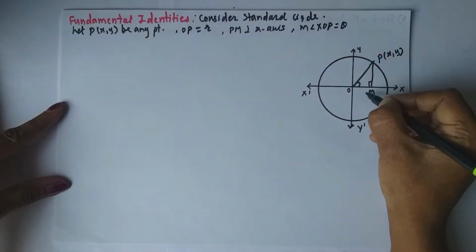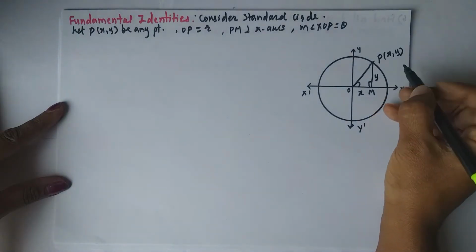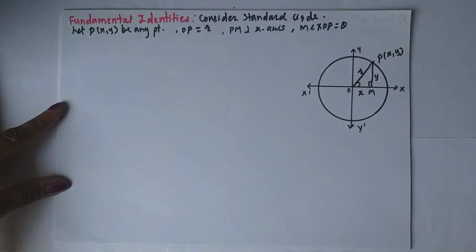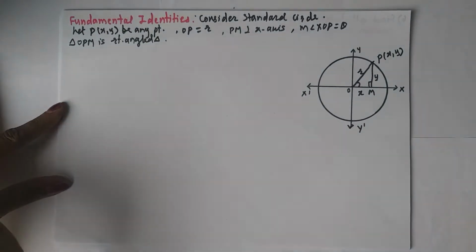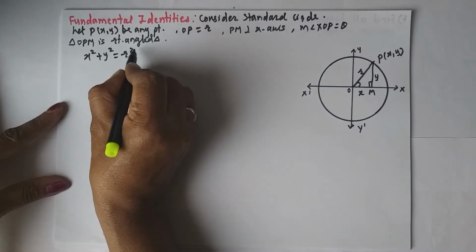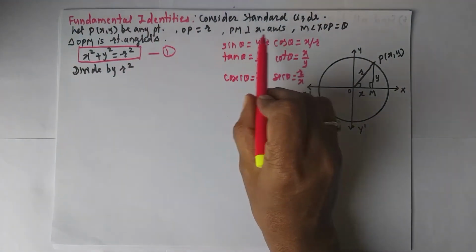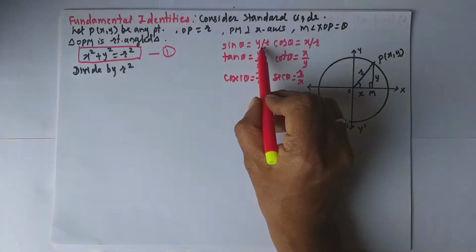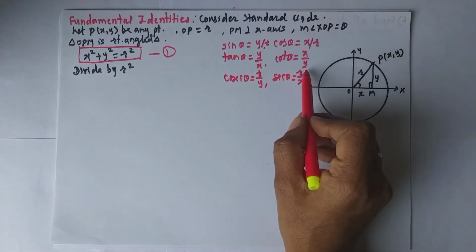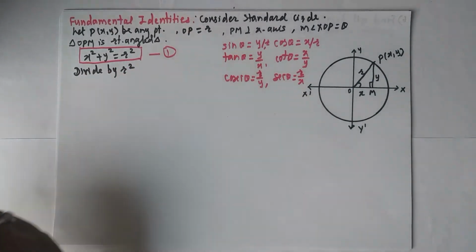Then this OM is nothing but the x coordinate of point P, this PM is nothing but the y coordinate of point P, and this OP is the radius. Now by Pythagoras theorem, OPM is a right angle triangle, so we will get x square plus y square is equal to r square. Suppose this is equation 1. Now, if we consider the standard circle, then sin theta is y by r, cos theta is x by r, tan theta is y by x, cot theta is x by y, cosec theta is r by y, and sec theta is r by x.